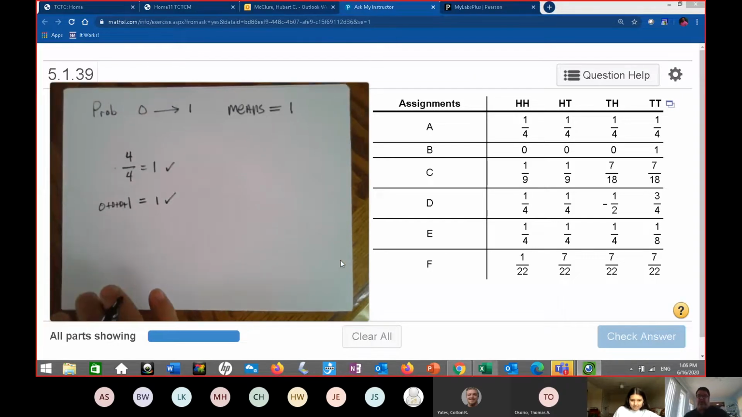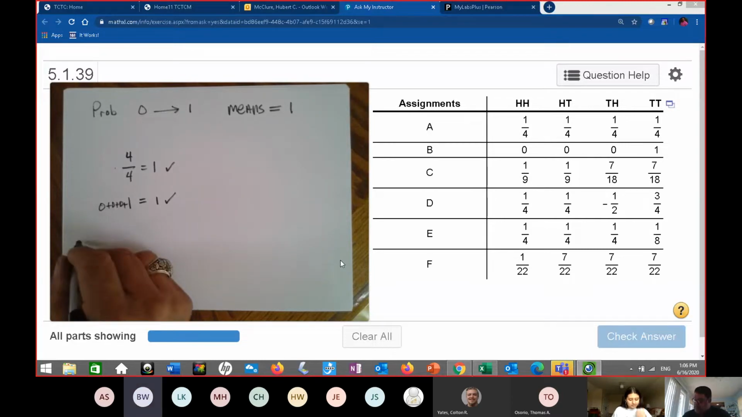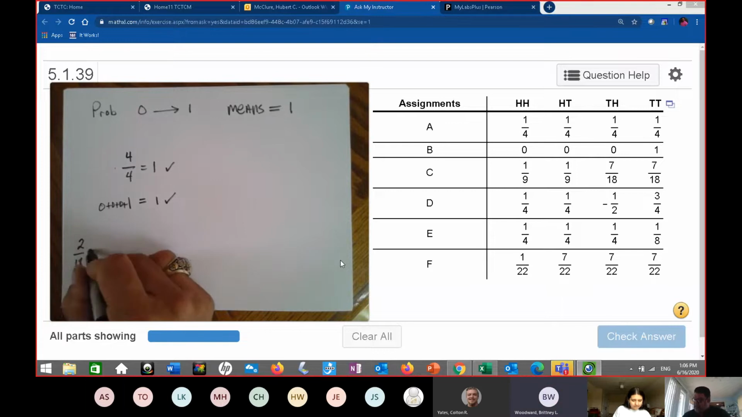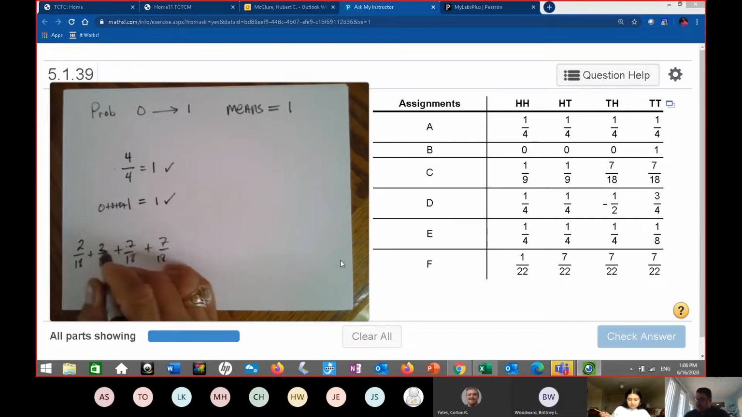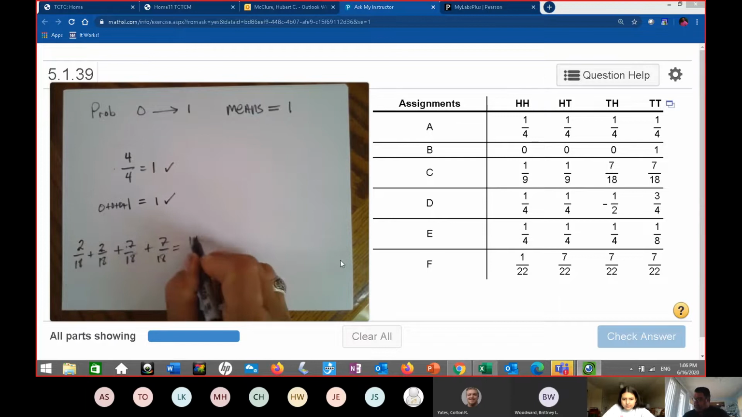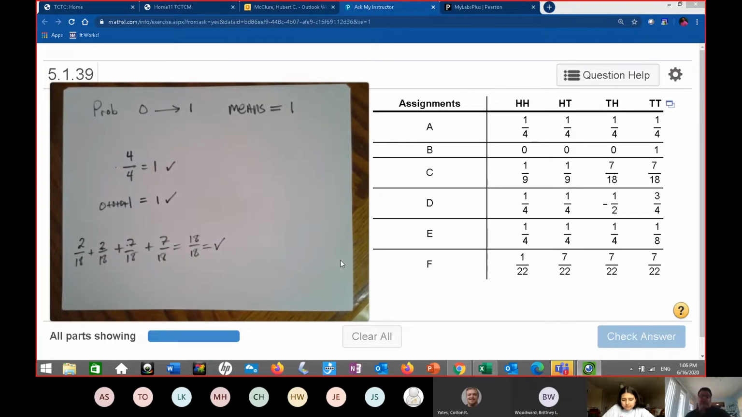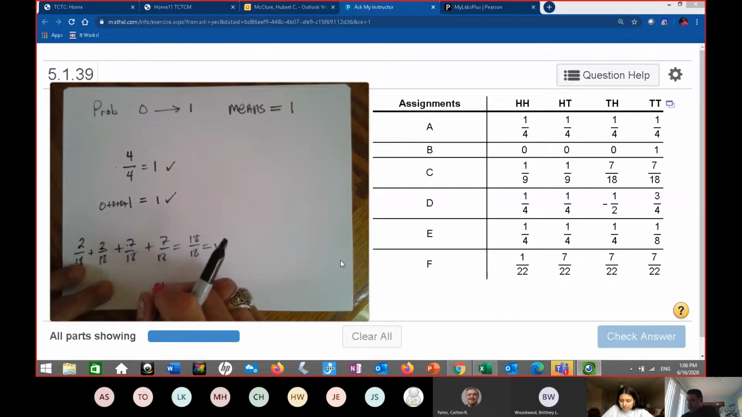So I got to get a common denominator, so I'm going to change that. Does that equal 1? Two. Say again. I think it equals 1. Okay. You were supposed to skip it. 18 plus 7 over 18 plus 7 over 18. 14, 16, 18 over 18. So those that skipped it, it does equal 1. D is not. Well, Hubert, how did you know? You didn't even do it. You didn't need to. D is not.